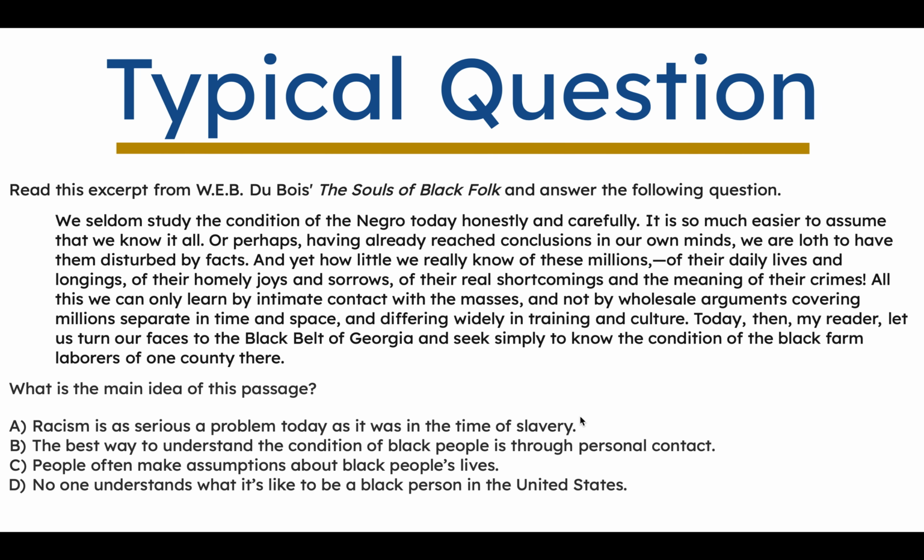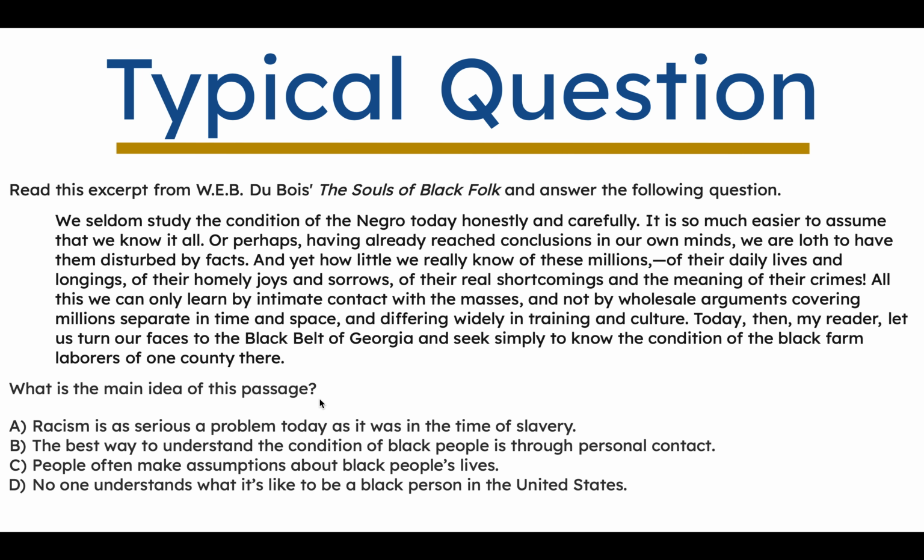And it's also about slavery. I don't really see much about slavery in here either. And if I read the end here, there's an inference I can make that will tell me it's not about slavery. This is sort of in the make inferences category of questions. It says here, let us turn our faces to the Black Belt of Georgia and seek simply to know the condition of the black farm laborers of one county there. Well, if this were during the time of slavery, they wouldn't be referred to in Georgia as laborers. They would be slaves. So this is after slavery ended. There are too many red flags about racism and slavery, so I'm going to eliminate it.